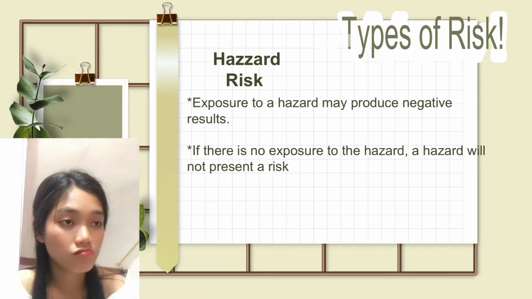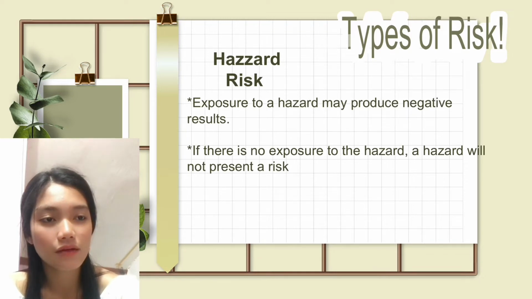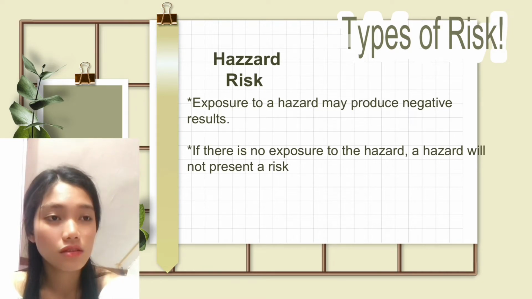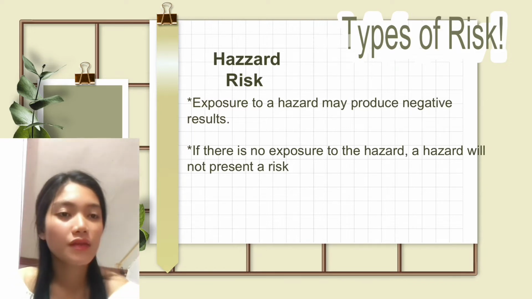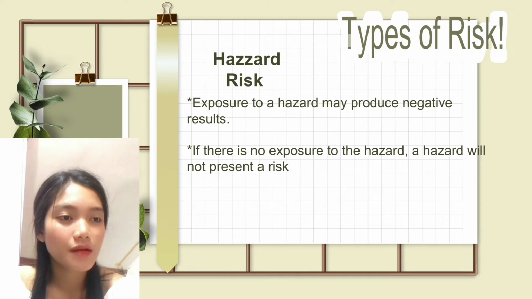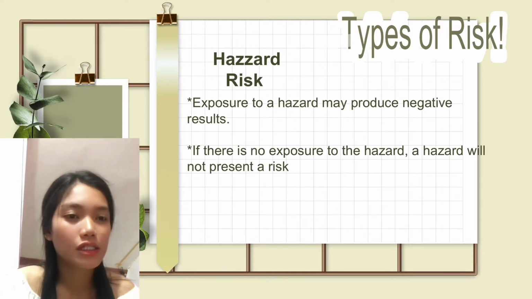Next is hazard risk. Hazard risk is the exposure to a hazard that may produce negative results. If there is no exposure to the hazard, a hazard will not present a risk. Hazard risks include risks that present a high level of threat to human life, health, or property that are present in the workplace. Example, there will be a fire for whatever reason, like maybe due to an electrical short circuit.